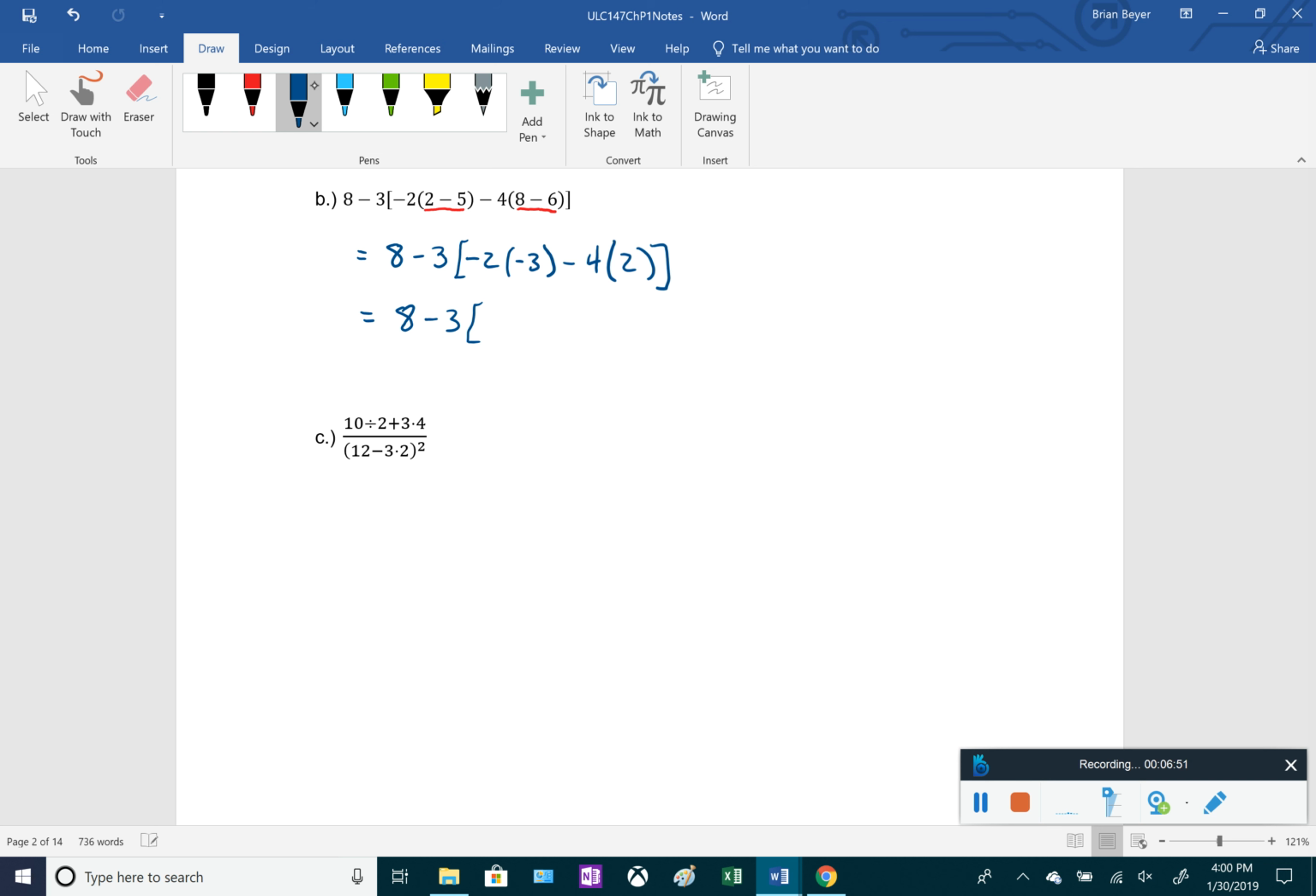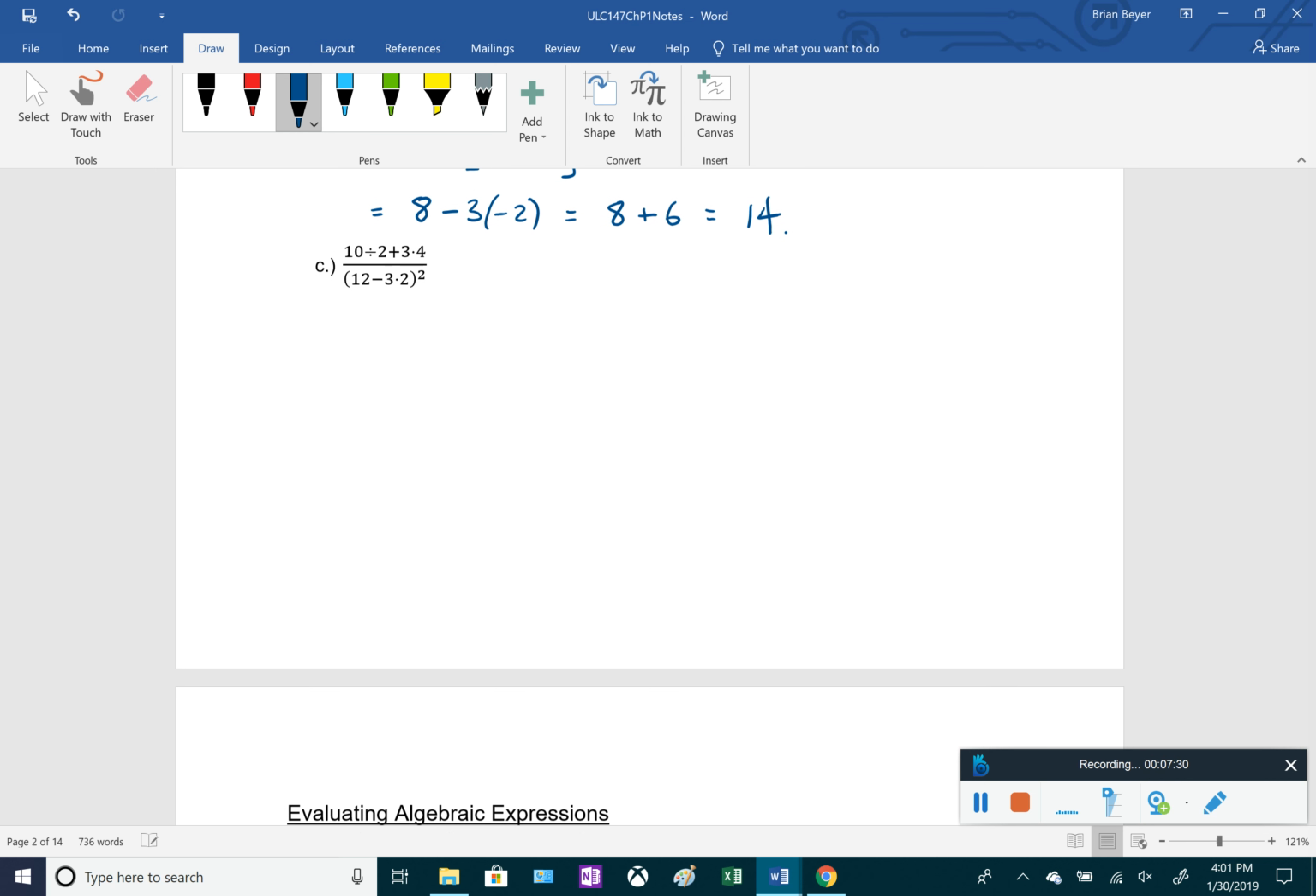So we have multiplication in there and subtraction. So we're going to do the multiplication first. So negative 2 times negative 3 is positive 6, minus 4 times 2 is 8. Okay, and then we're going to do that bracket, which is just parentheses. 6 minus 8 is going to be negative 2. Multiplication next. Negative 3 times negative 2 is going to be plus 6. So this expression is going to equal 14.